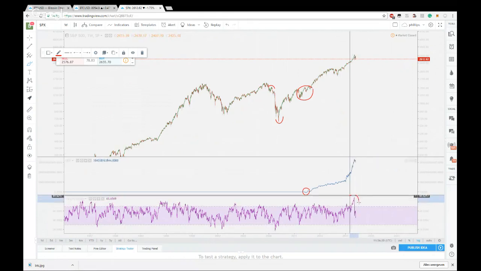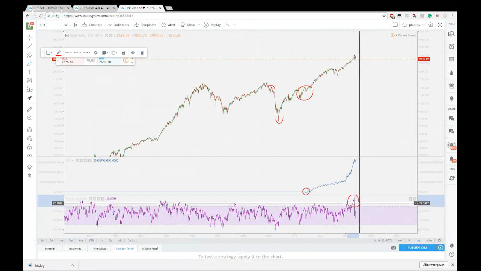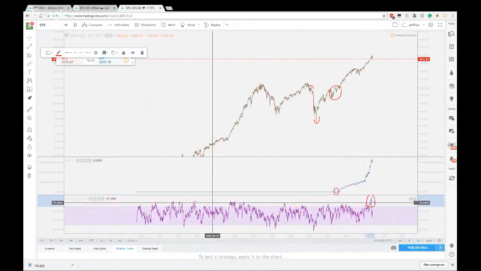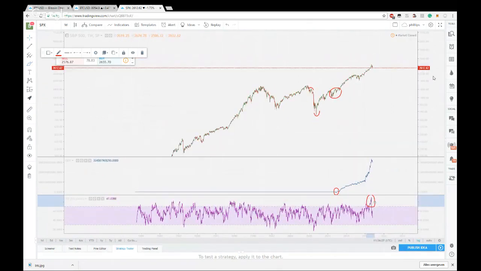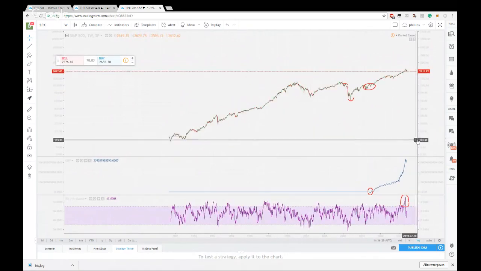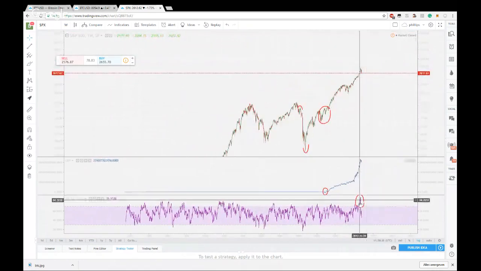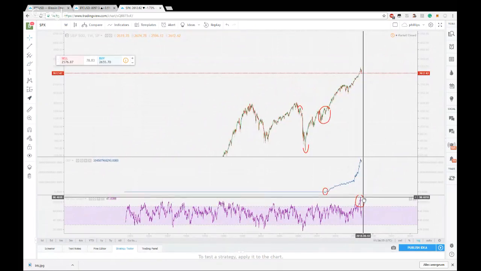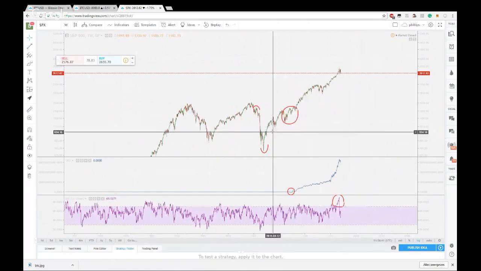And also, if you look at the RSI, this is something that has never ever happened in the entire history of the SPX. This is the most overbought RSI I have ever seen in my entire life. Not even Bitcoin, not even any alt made an RSI this overbought.